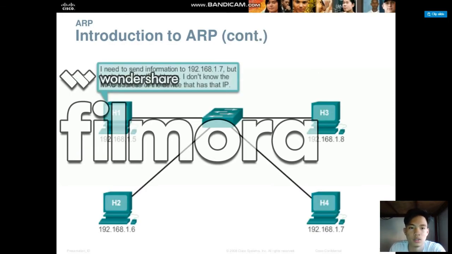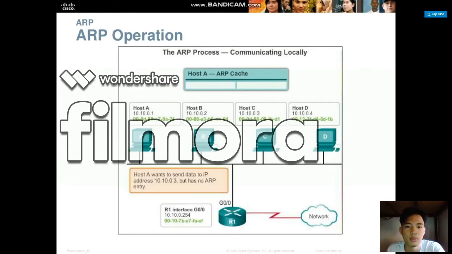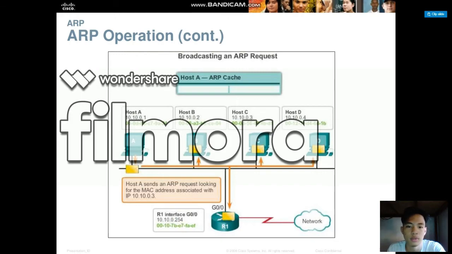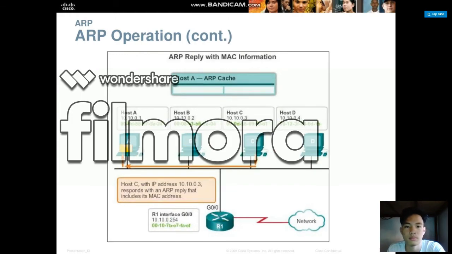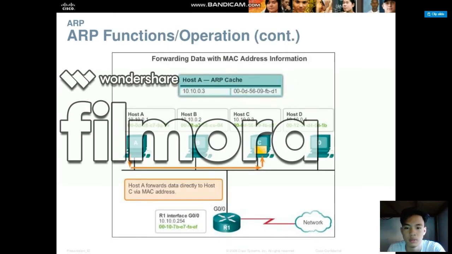So this is the illustration. The ARP table is used to find the data link layer address that is mapped to the destination IPv4 address. ARP request is a layer 2 broadcast to all devices on the Ethernet LAN. So ARP process communicating locally. So this is the illustration. And broadcasting an ARP request. ARP reply with MAC information. Adding MAC to IP map in ARP cache. Forwarding data with MAC address information.